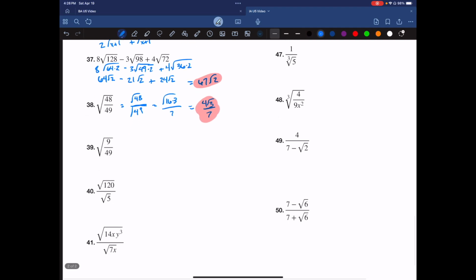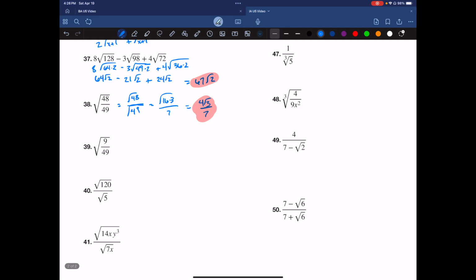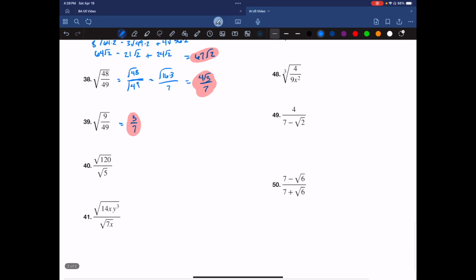Okay, on 39, I know the square root of both of those. So that's going to be 3 over 7. So there you go. On 40, it makes sense on this one to put them back together. So like on 38, I split the radical up. On 40, I can put it back together just as easily. So this is going to be the square root of 120 over 5. And that's going to be the square root of 24, which I can simplify a little further. 4 goes into that, so it'll be 4 and 6. It's going to be 2 square root of 6.